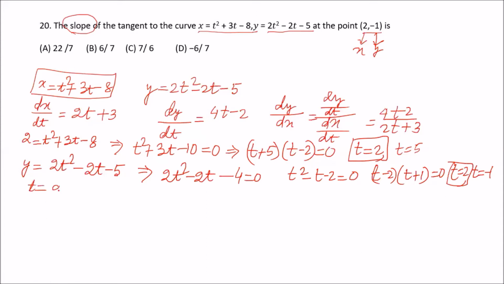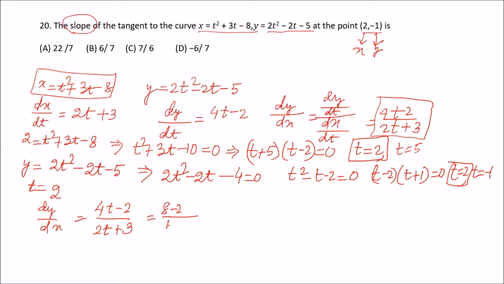Then go for slope. Slope is equal to how much? Dy by dx. How much was it? This was the slope. So it will be 4t minus 2 by 2t plus 3. Now put t is equal to 2. So it will be 8 minus 2 by 4 plus 3. So 6 by 7 is the answer. So B will be the answer.